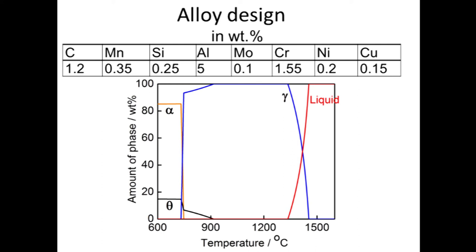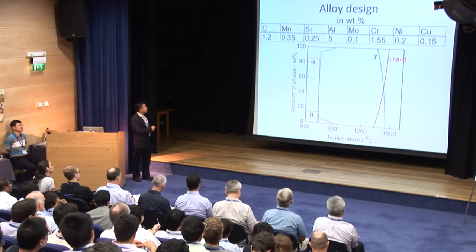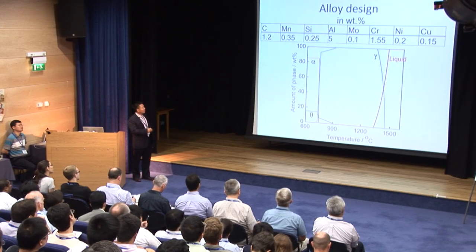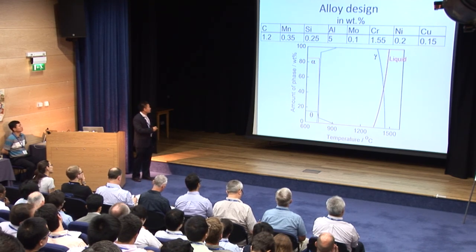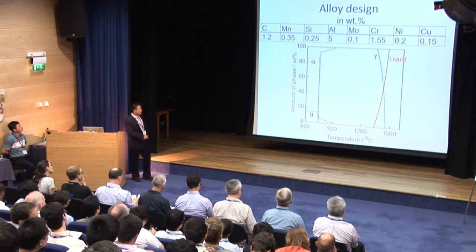So let's move to the actual experiment. This is the actual designed alloy, the first alloy designed for this target. There's 1.2 weight percent carbon, and the rest is almost the same as the typical 52100 bearing steels. The only difference is the carbon and the aluminum. The combination of carbon and aluminum is increased.